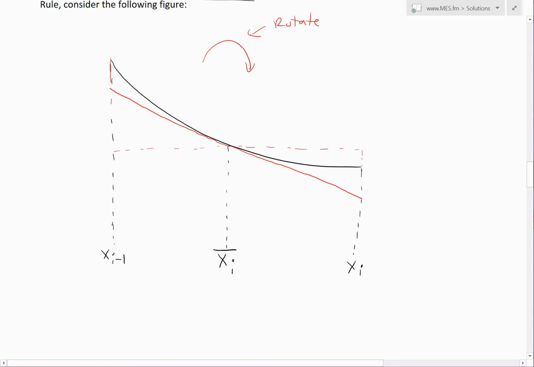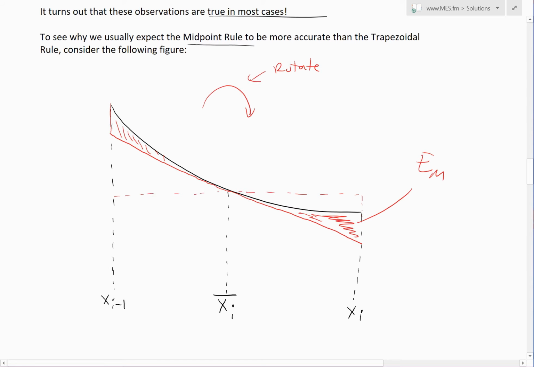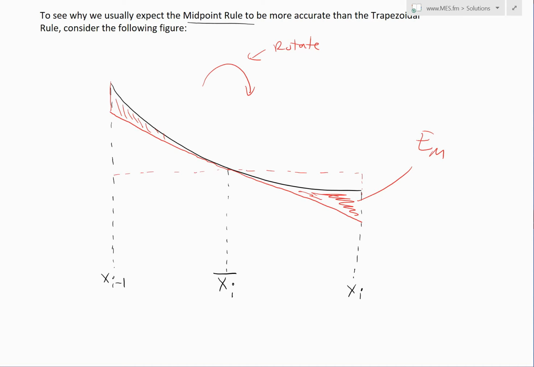Now we can see that the error is right here, the error from this part. As you can see, the error is over there, and we'll call this in red the E_M error, the midpoint error. Now let's look at the trapezoidal error. We'll just draw the trapezoid. It's from the left endpoint, so it's an average. And then, like I showed, all you do is draw a straight line.